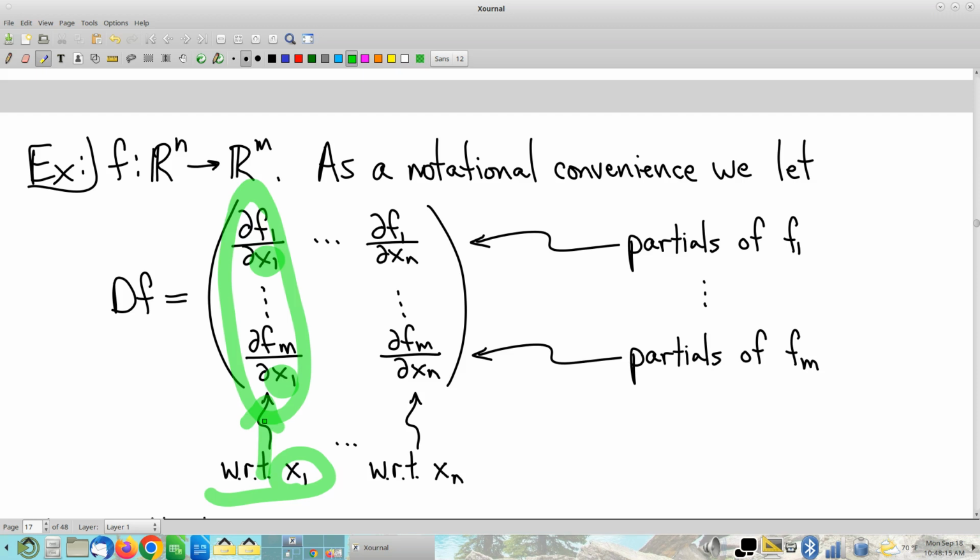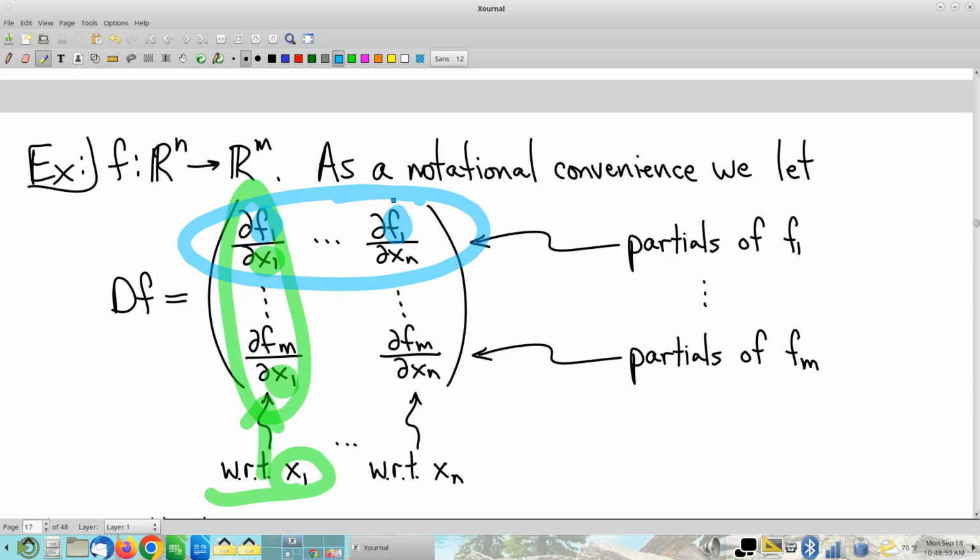Partials with respect to x2, second column, etc. So I like to think of this, in casual terminology, the first column I'll call the x1 column, because the common feature of all the entries in that column is that you're taking the partials with respect to x1. Likewise for the x2 column, x3 column. Likewise, notice that all of the entries in the first row are partials of f1.